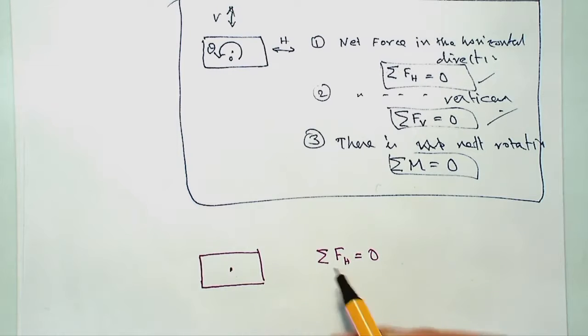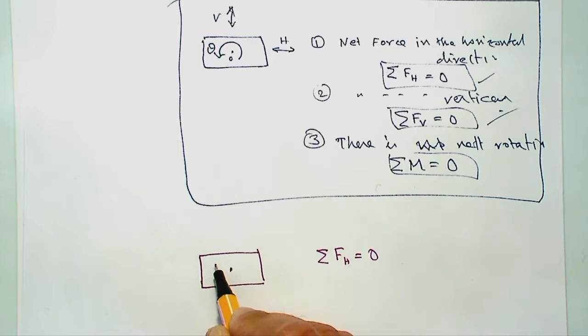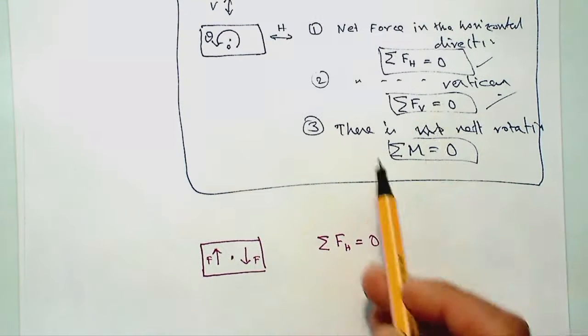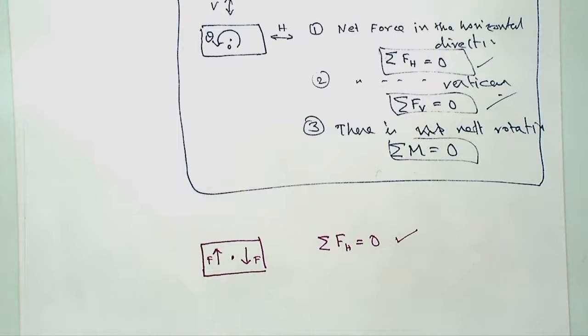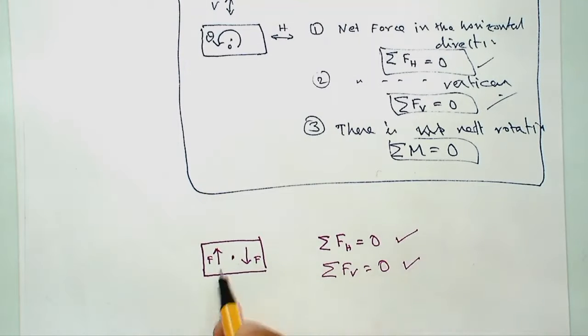But what about if I have a force system which is something like this? There is no net force, both are equal, F and F. So no net force in the horizontal direction, that's valid. No net force in the vertical direction, because this is balanced by that force, so that is also valid. But the moment equilibrium is not there. So the moment being zero is not valid. So this will try to rotate in this direction.